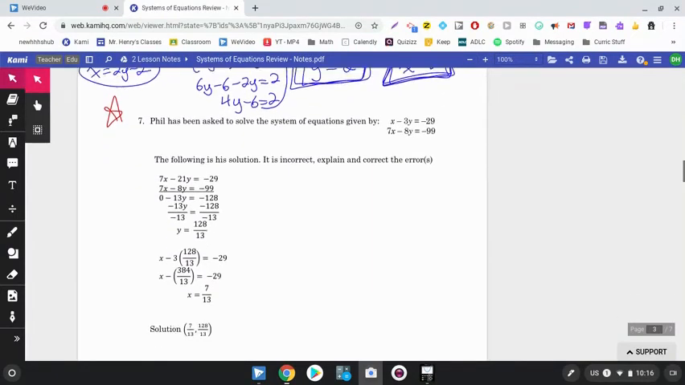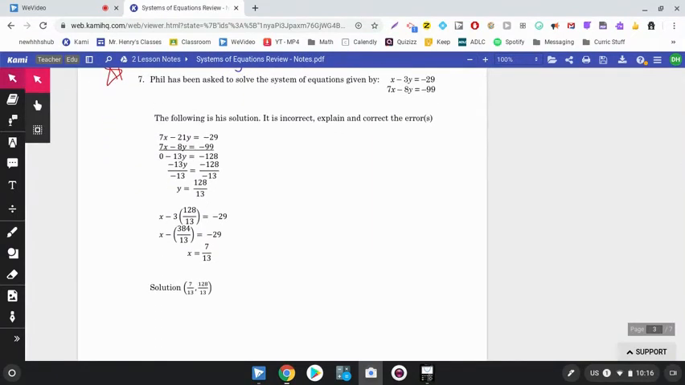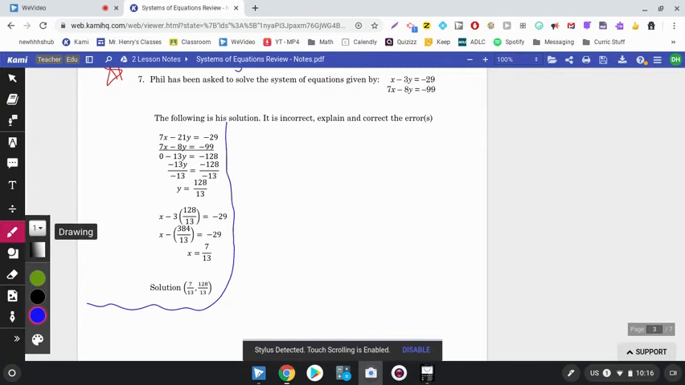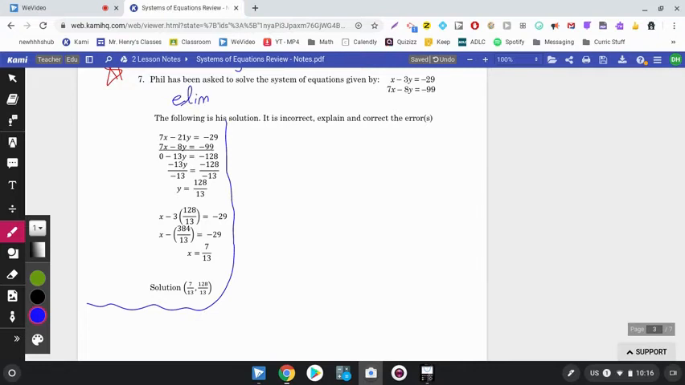Okay, so we're looking at question 7. Phil has been asked to solve the system of equations given by this. Okay, the following is his solution. Is it incorrect? Explain and correct the error. So what I'm going to say is, okay, Phil, good for you. You did your work. You made a mistake. Okay, let's just do this one and we'll see where he went wrong.